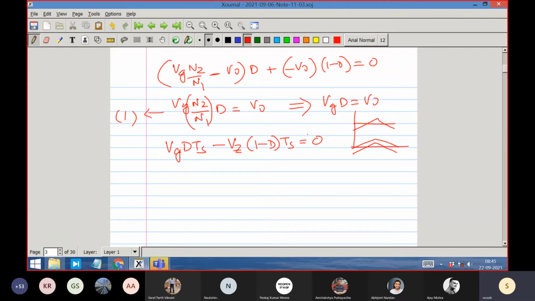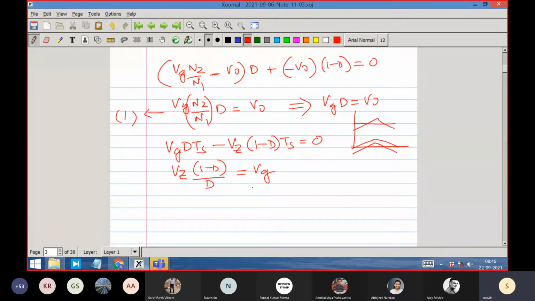I am ignoring the diode drop. I am not bringing the diode drop. If you want to be very accurate, you bring the diode drop or switch drop. You know how to do it. It's just writing with the diode drop, but that is not very necessary. So what is the volt-second balance condition saying? That is saying Vz into (1 minus d) by d is equal to Vg, right? So what is it saying?